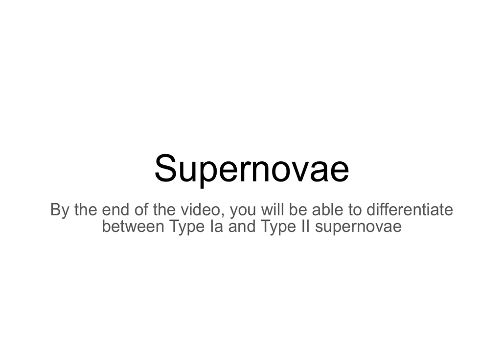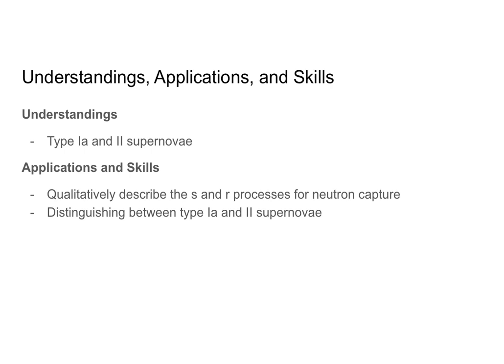So by the end of the video, your goal here is to be able to differentiate between type 1a and type 2 supernovae. So let's go ahead and get started. So your IB understanding, applications and skills: you need to understand what type 1a and type 2 supernovae are, and you need to be able to qualitatively describe the SNR processes for neutron capture, which we'll talk about in the next video, and distinguish between type 1a and type 2 supernovae.